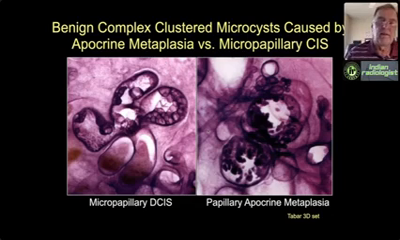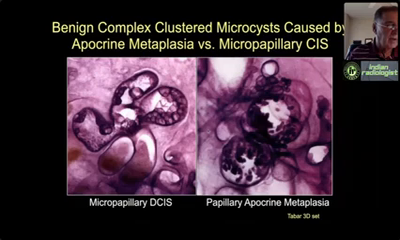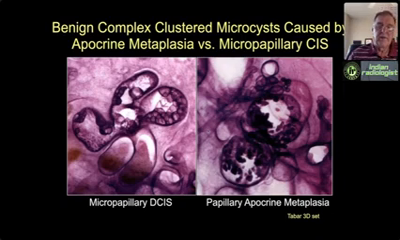Now let's talk about clustered microcysts. Simple clustered microcysts are BI-RADS 2. They're benign. They're just part of the fibrocystic spectrum. They're caused by apocrine metaplasia. When we have complex cystic and solid microcysts, then we have a problem, because we have a differential diagnosis of micropapillary DCIS versus papillary apocrine metaplasia.